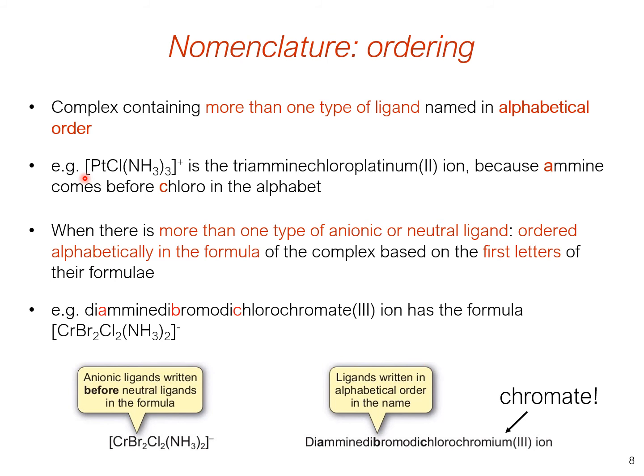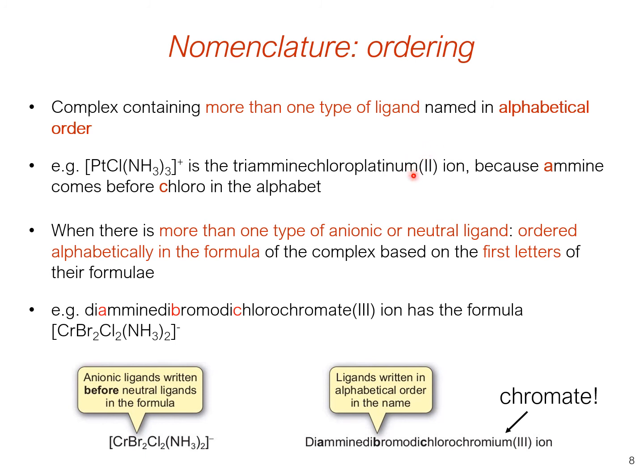So if a complex contains more than one type of ligand, when it's named, as in written out, the ligands are written in alphabetical order. So you've got the example here of platinum with a chlorine and 3 ammonias and positive charge. And this is triamminechloroplatinum(II) ion. And this is because the ammine comes before chloro in the alphabet. Simple enough. There are a couple of things to note here though, just to reinforce for the naming.